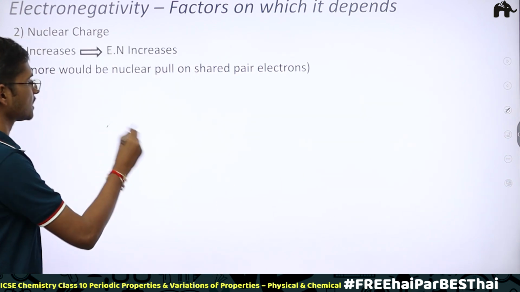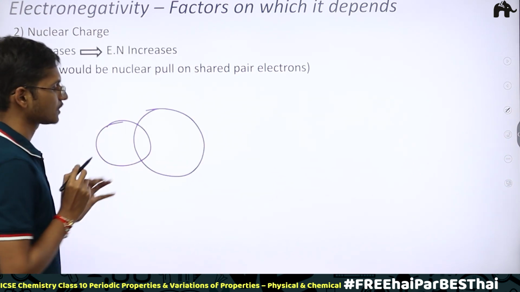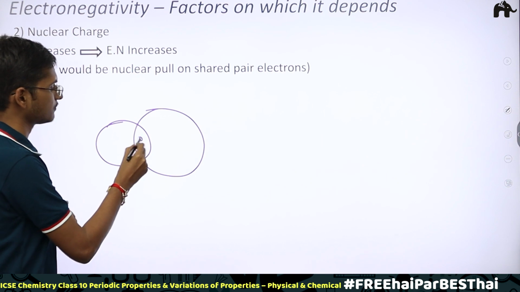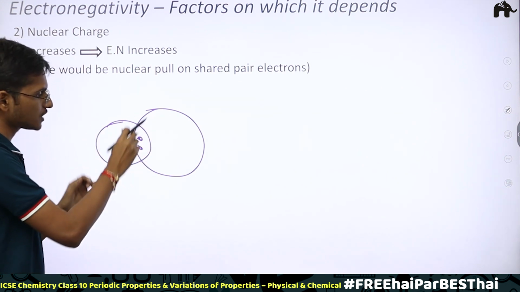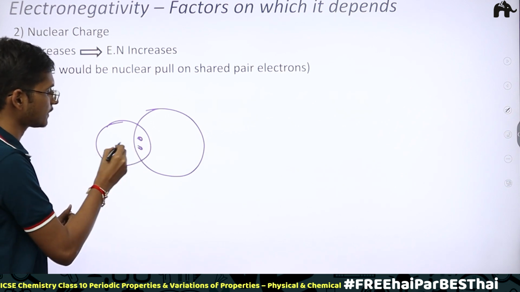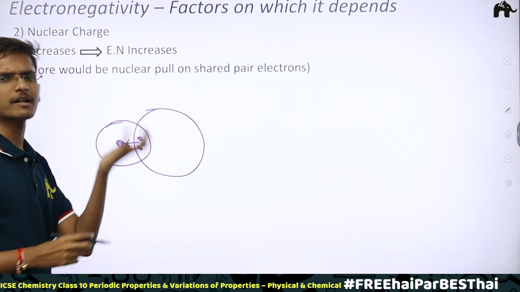So again the same type of examples. This is an atom combining with another atom by sharing these two electrons, both are sharing these two electrons. So this is the shared pair of electrons and this is the nucleus of this atom, so it is attracting the shared pair of electrons with some attractive force.